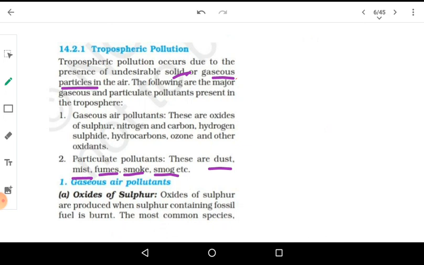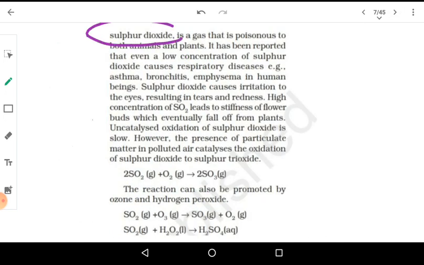The first one is the gaseous air pollutants, wherein we are going to discuss many oxides. The first one is oxides of sulfur. Oxides of sulfur are produced when sulfur containing fossil fuel is burnt. The most common species is sulfur dioxide, which is poisonous to both animals as well as plants. Even a very low concentration of sulfur dioxide can cause us respiratory diseases. Examples of these respiratory diseases include asthma, bronchitis, emphysema, etc. Sulfur dioxide can also cause irritation to the eyes.